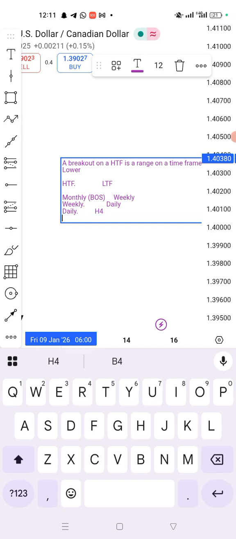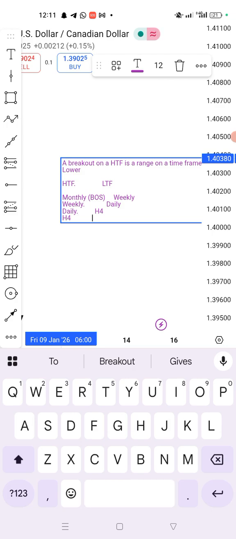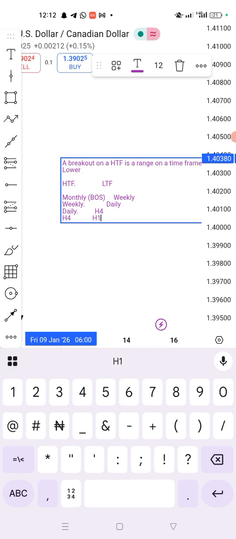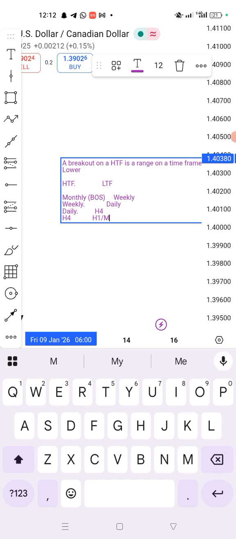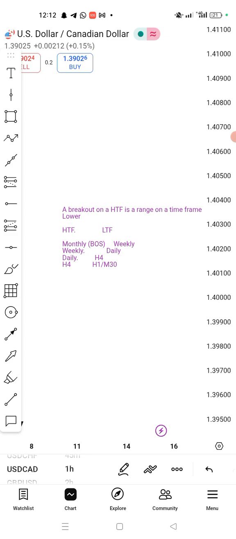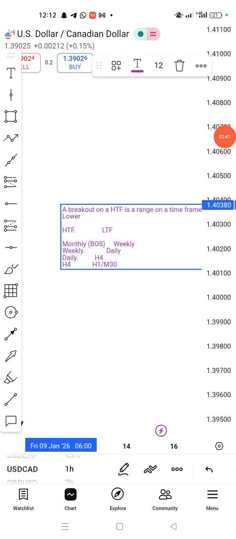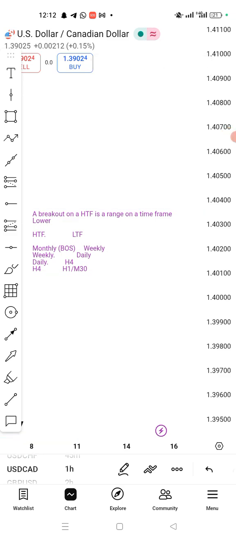Now if my higher time frame is H4, that is, if I'm seeing a break of structure on H4, the time frame where I want to see a range is H1 or M30. So that's how this can help you to link structure with range. You can use this simple principle to link structure and range together. I'm going to show you on chart what I mean by that.